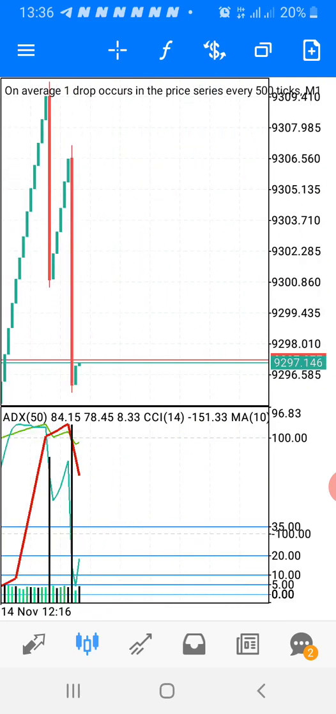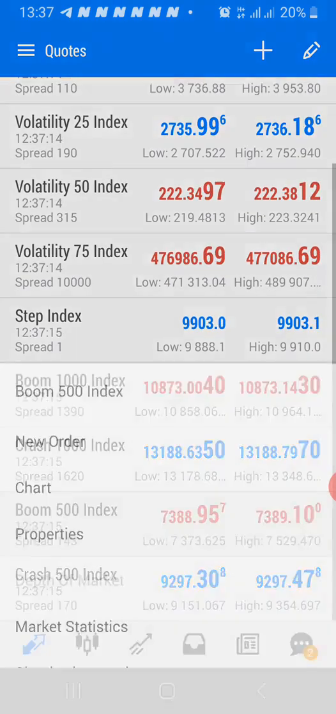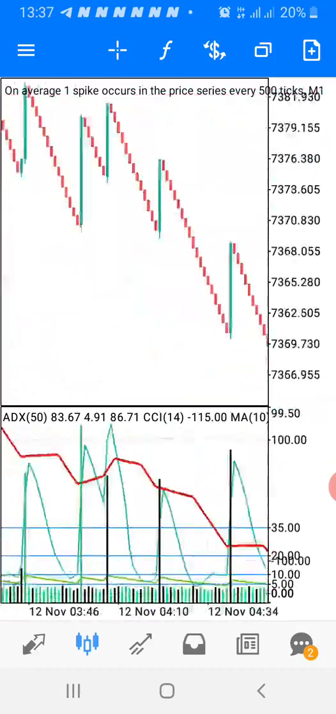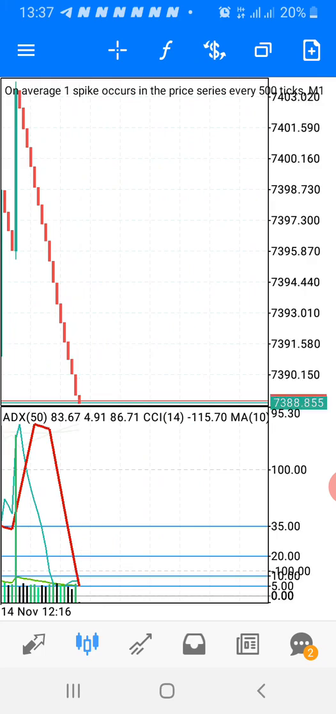It's used to sell crash, and for boom, you use it to buy. You don't use this strategy to buy crash. You use it to sell crash and buy boom. So let's just check for boom 500. You see how this strategy works for boom 500.